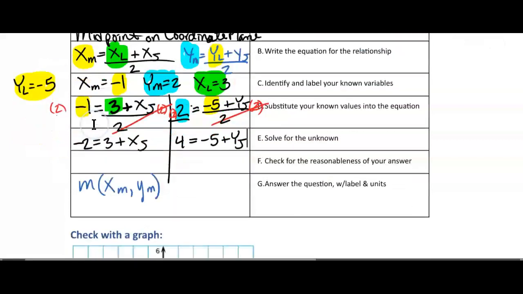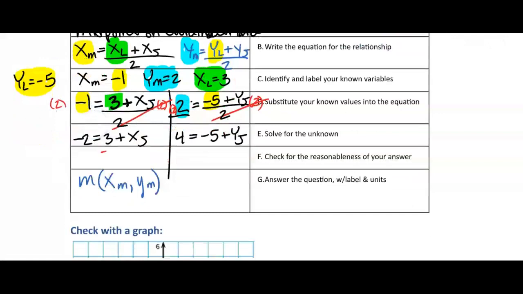Then I have one more step to take. Here I'm going to subtract 3 from each side. Here I'm going to add 5 to each side. And I get x sub J equals -5, and y sub J equals 9. Then putting that together into a midpoint form will be -5, 9.